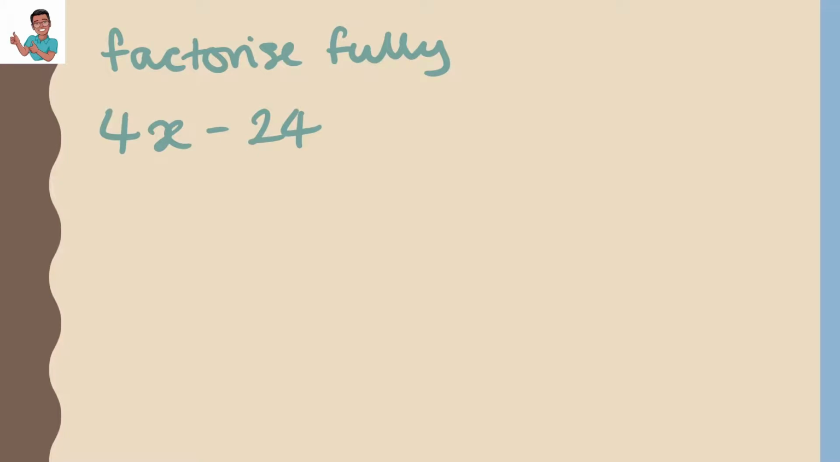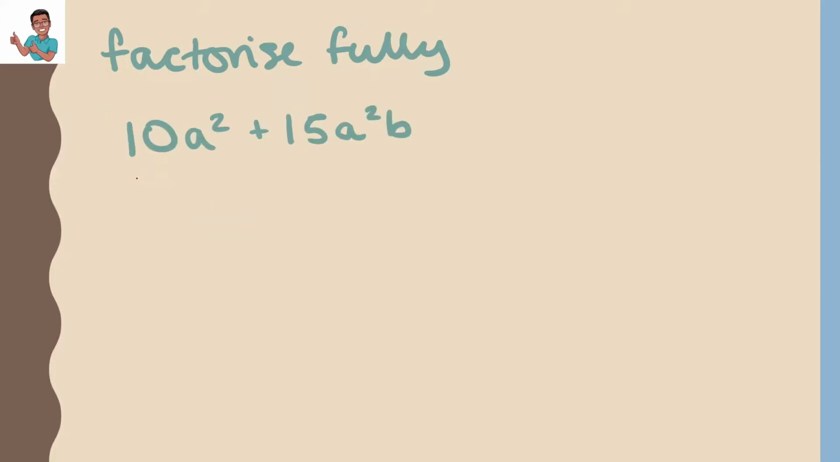Okay, here it's asking us to fully factorize 4x minus 24. The highest common factor of 4 and 24 is 4. So we will write this as 4x minus 4 times 6. 4 is the common, so 4 goes outside. x minus 6. This is our final answer.